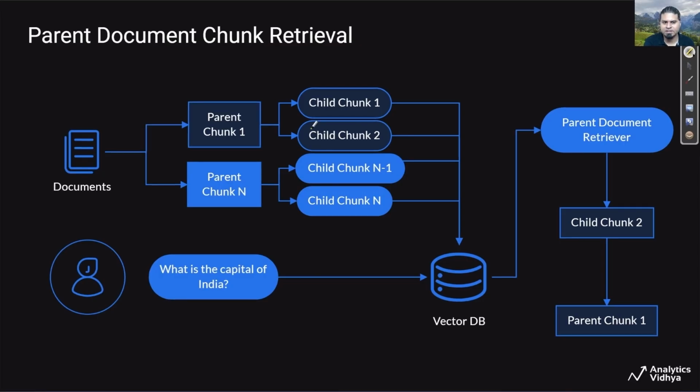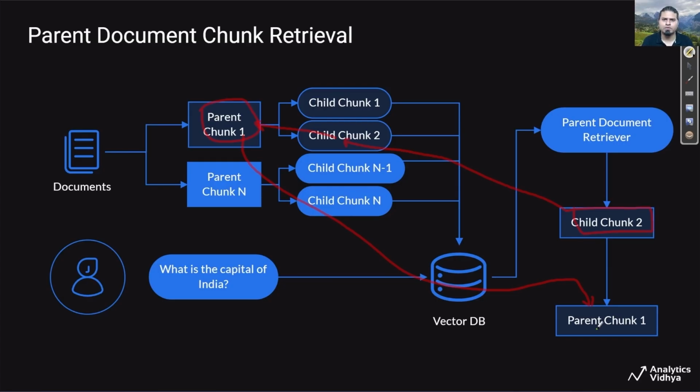So let's say it tells us that child chunk 2 is the most relevant chunk related to the input question. Then we go back and check the mapping: which document is it a child of? And then this is the final document which we return to the user, or we send it to a large language model when we are building a RAG system.